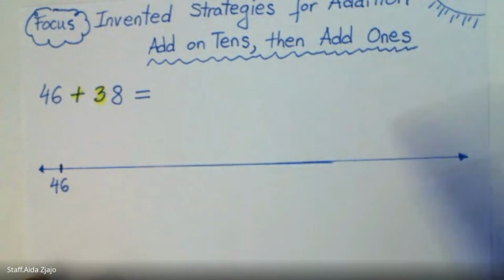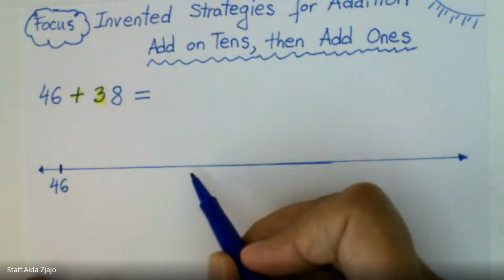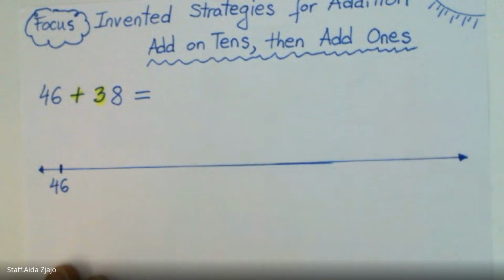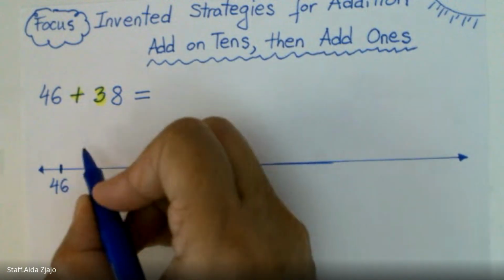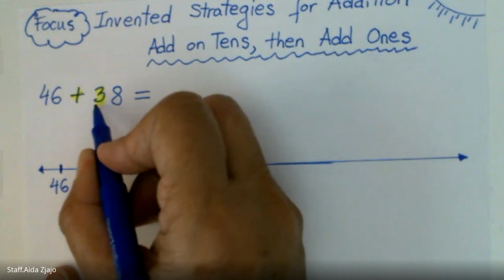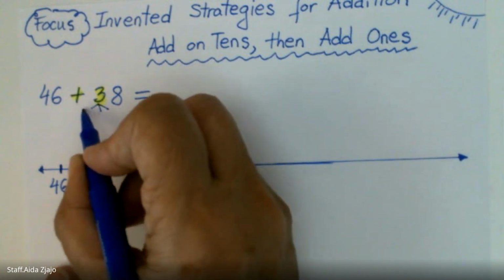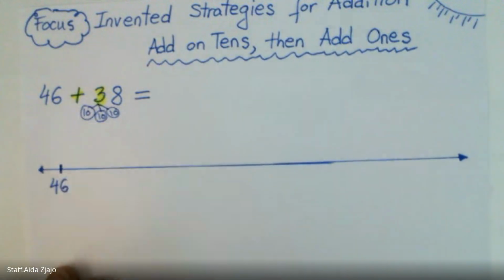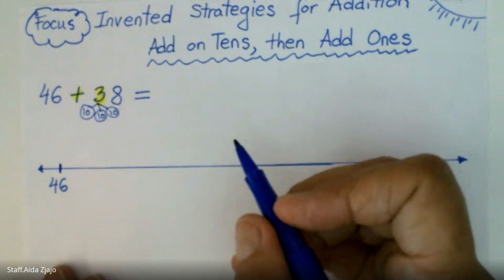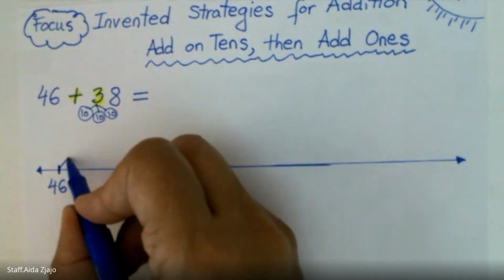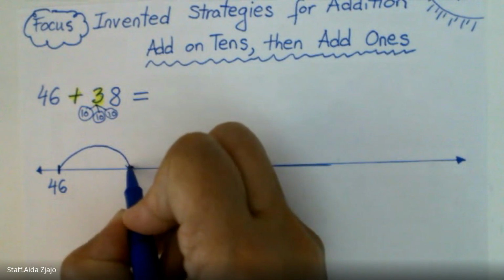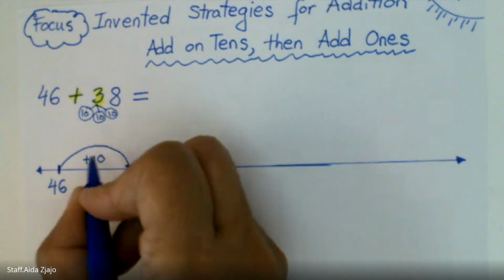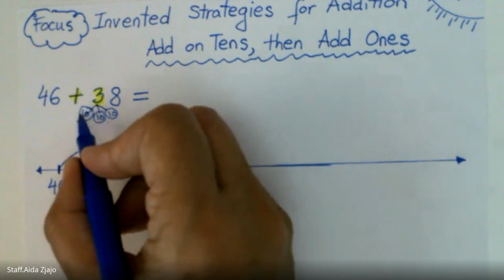Three tens is 30. If I know what 46 plus 30 is, I can do it, or I can go 10 each time. So I can make 10, 10, and 10. That means this is three tens. I'm just going to make a hop and jump on the number line. This will represent adding 10 more here.